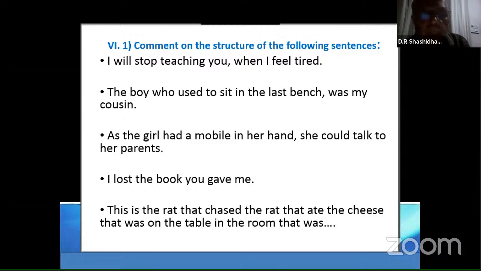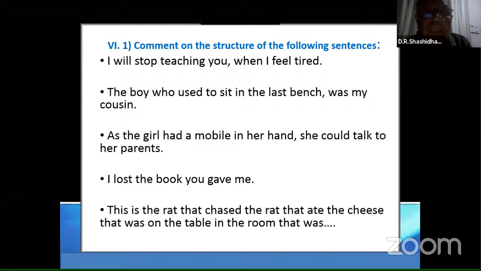I love the book you gave me. Once again, there is deletion of the clause conjunction "that". I love the book that you gave me. Once again, a complex sentence.